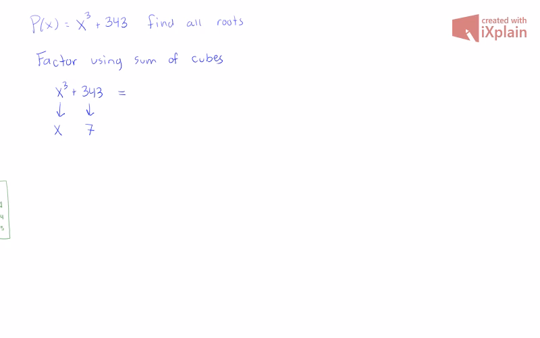So we have first a binomial that just uses x and 7. And I'm going to wait to fill in the signs in a minute here. And then we have a trinomial where we square each of these things. So x squared. And then we're going to leave a big space in the middle and do 7 squared, which is 49.